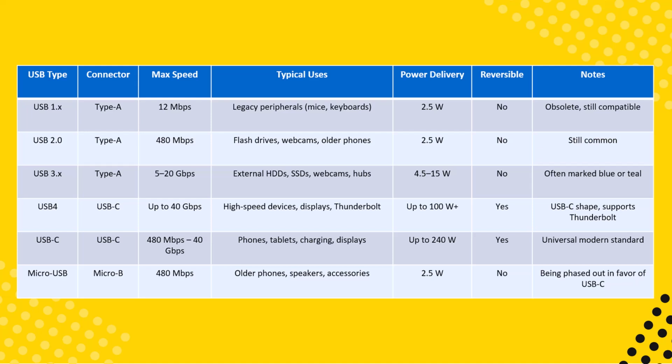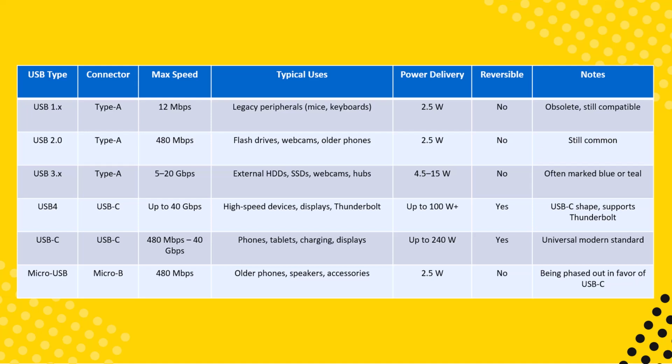USB types overview. USB has evolved over the years with different connector shapes, speeds, and power capabilities. USB 1X, the oldest standard, very slow at 12 megabits per second, but still works with basic devices like mice and keyboards. USB 2.0, a big step up to 480 Mbps, common for flash drives, webcams, and older phones.